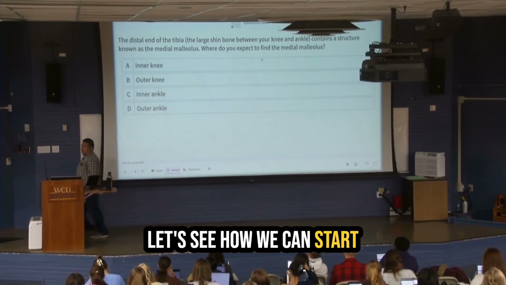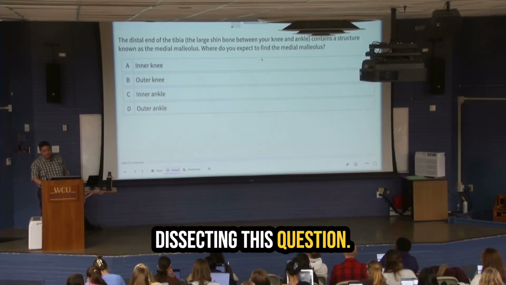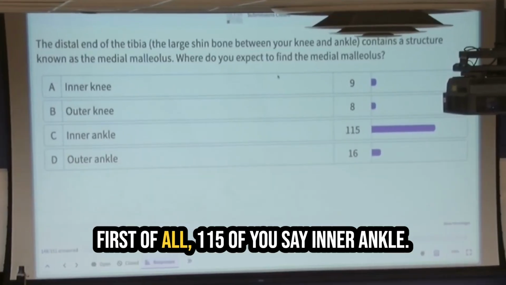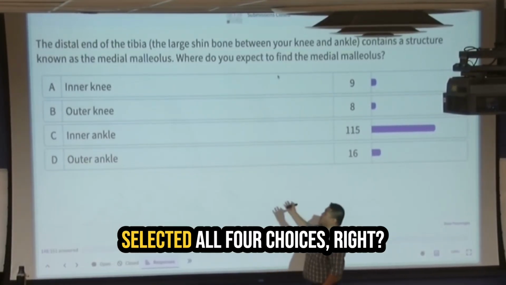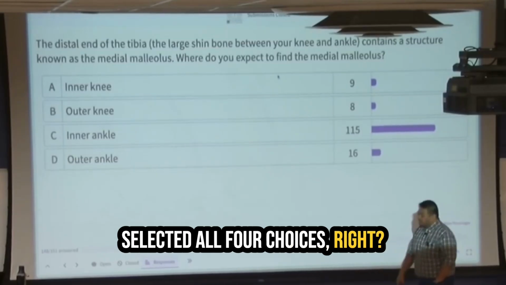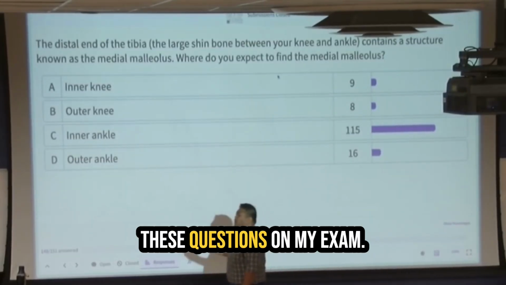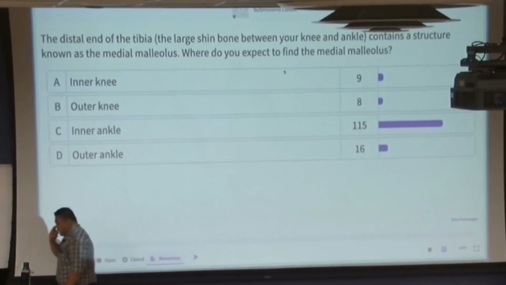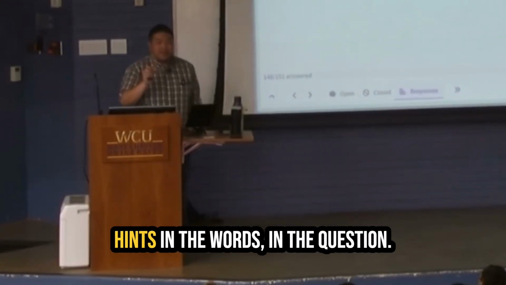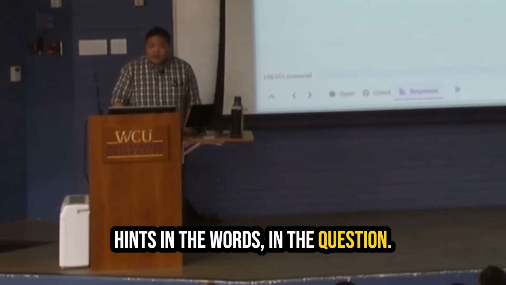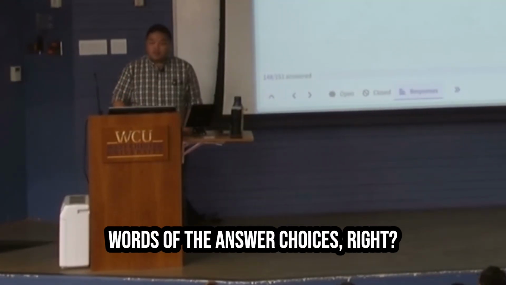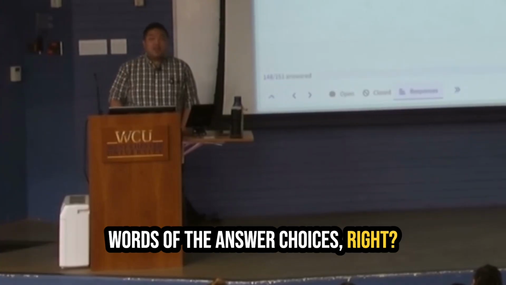Let's see how we can start dissecting this question. First of all, 115 of you say inner ankle, but we do have students who have selected all 4 choices, right? So here's what I want you to do when you're trying to answer these questions on my exam. There's always very important hints in the words in the question. There's also very important hints in the words of the answer choices, right?